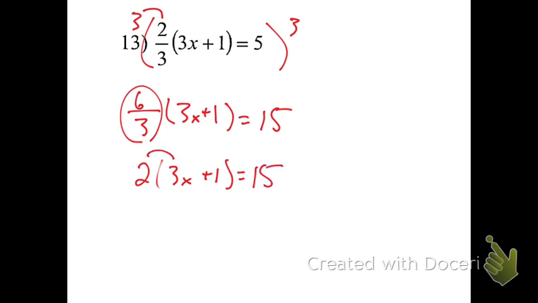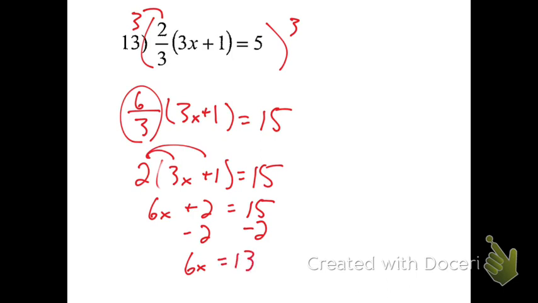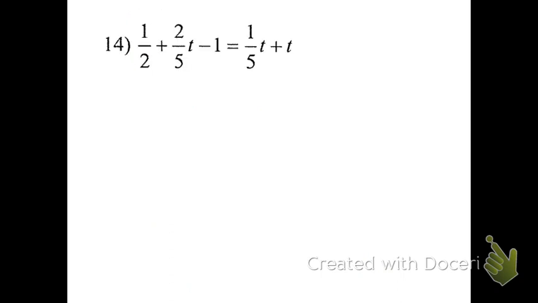All right, now I'm going to distribute the 2. So I have 6x plus 2 is equal to 15. I'm going to subtract 2 from each side. And 6x is equal to 13. Then I'm going to divide both sides by 6. I get x is equal to 13/6. All right, I think I got one more in here that I can do.